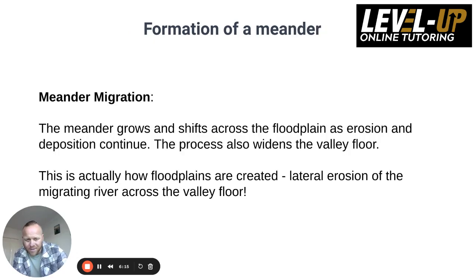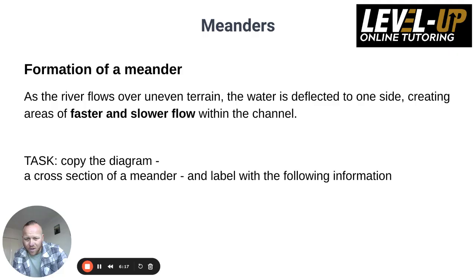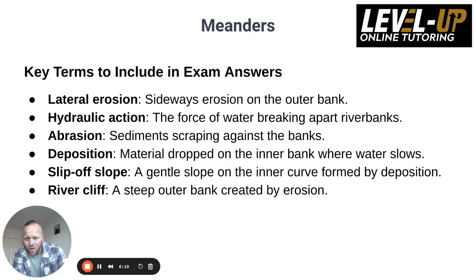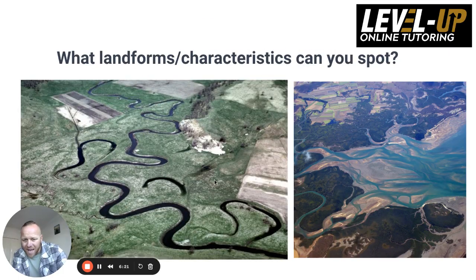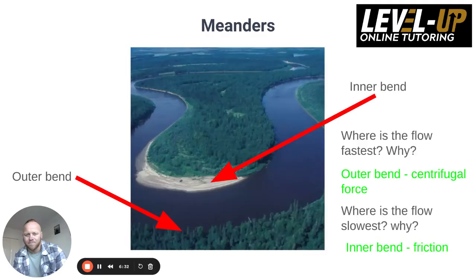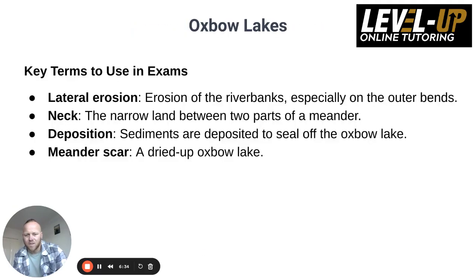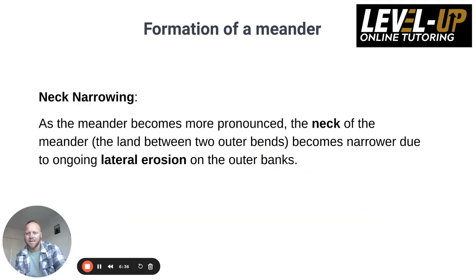Now, I don't think we can see any in these pictures. I'll just go back quickly to the first picture as well. So you can kind of see here, if you look really carefully, where it's kind of dried up. There's a little bit of water left in this one, but this is what you would call a meander scar that's been left behind, okay? An old oxbow lake. So that's the formation of meanders and oxbow lakes.